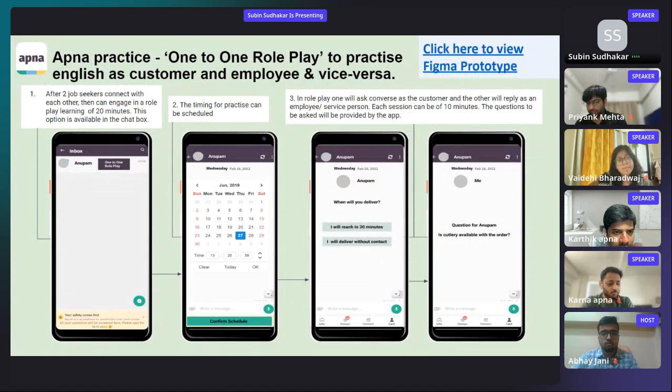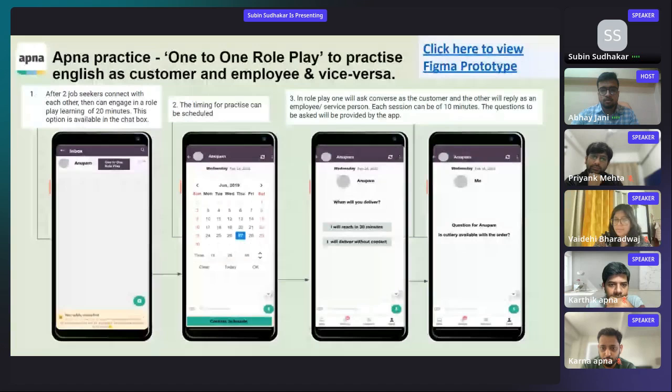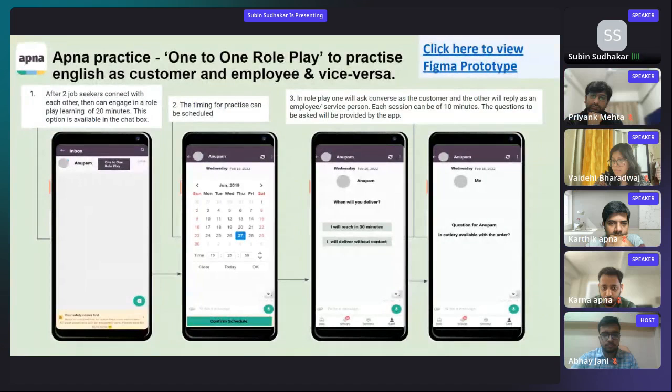Then next is the one-to-one role play, where the candidate can practice with a connect. So they can choose a schedule based on the chat. And in the role play, one of them will play the role of a customer and the other will play the role of the employee. The questions a normal customer asks will be shown to the role player who is doing the role of the customer. And the person who is answering will be given options from which he can select the appropriate answer, right? So by this, a 10-minute role play where both of them get a chance, but they can also practice, right? People always need somebody to practice. That's why group studies and everything work.